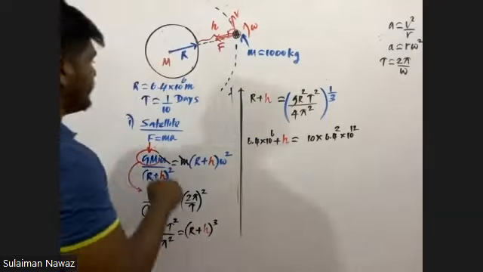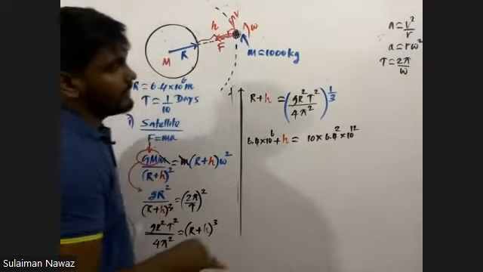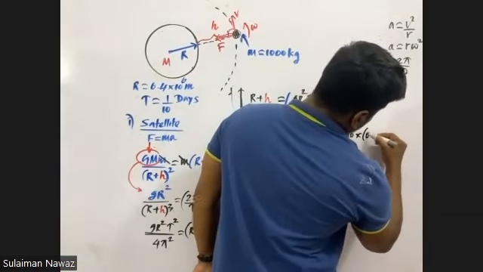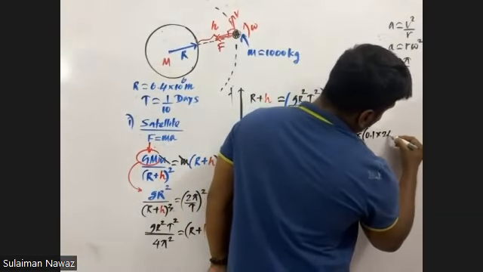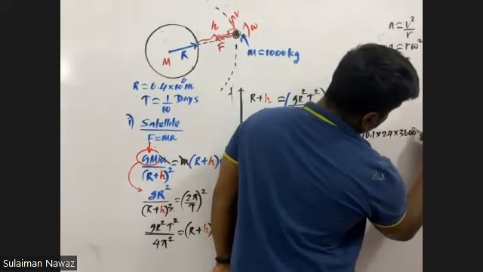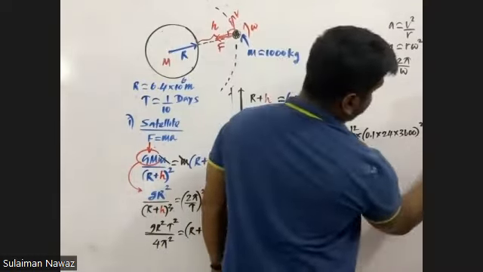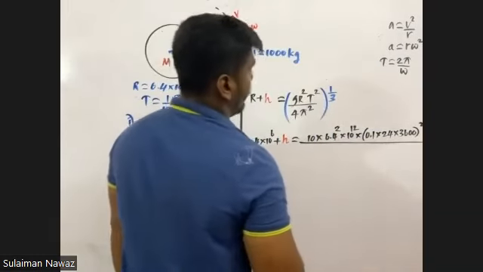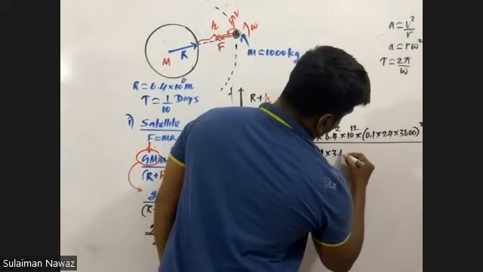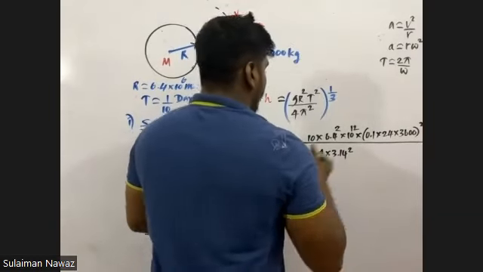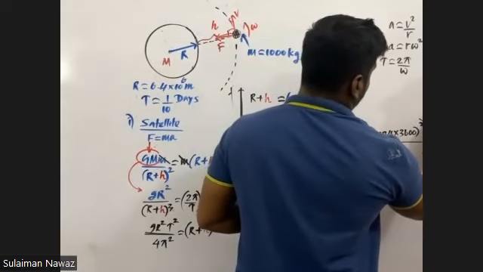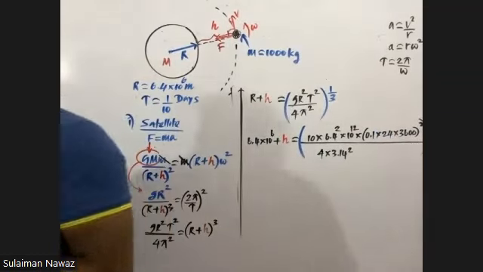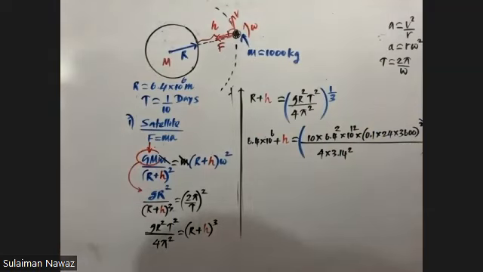Time period is 0.1 days. 0.1 days means 0.1 times 24 hours times 3600 seconds, squared, over 4 times 3.14 squared, all to the power 1 over 3.